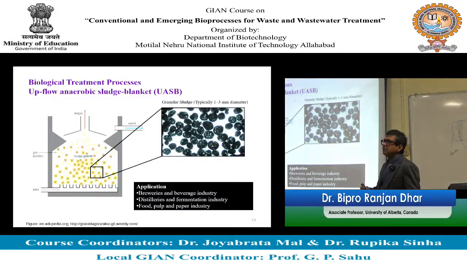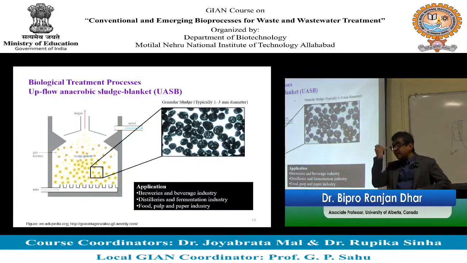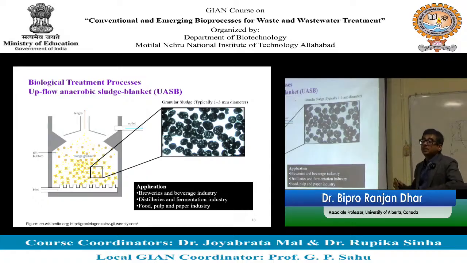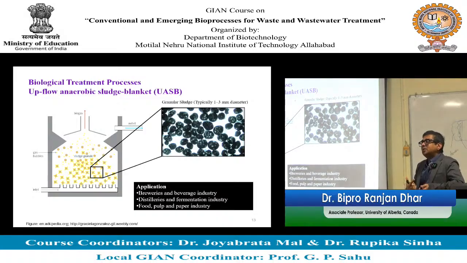And that granulation process was a part of the reactor development. Typically this kind of granulation is more like a self-immobilization process of microbes. This kind of granule is formed in an SBR reactor. Over time the microbes attach to each other and they form a large floc or granule.